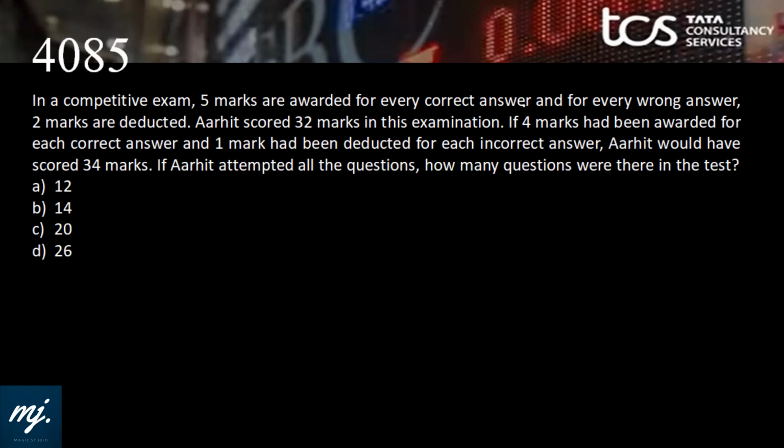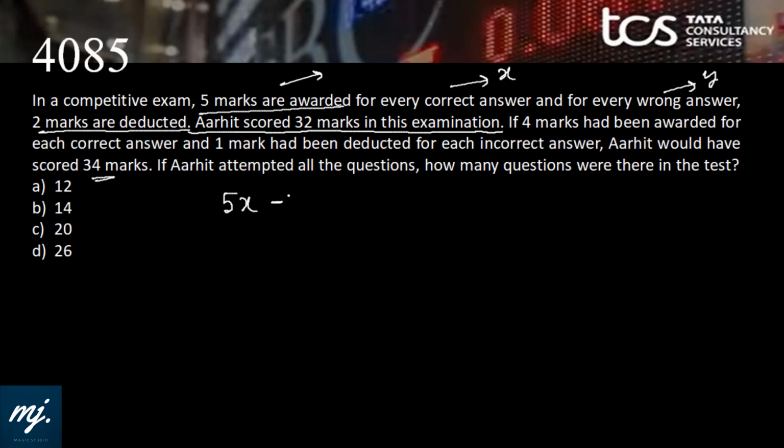In a competitive exam, 5 marks are awarded for each correct answer, and for each wrong answer, 2 marks are deducted. And hence, Arhit scored 32 marks in this examination. If 4 marks had been awarded for each correct answer and 1 mark had been deducted, in that case, Arhit would have scored 34 marks. If he attempted all the questions, how many questions were there in the test? Let the correct answers be X and wrong answers be Y. Then we can have 2 equations and we can solve them simultaneously.